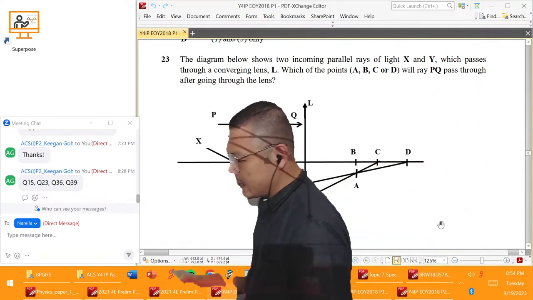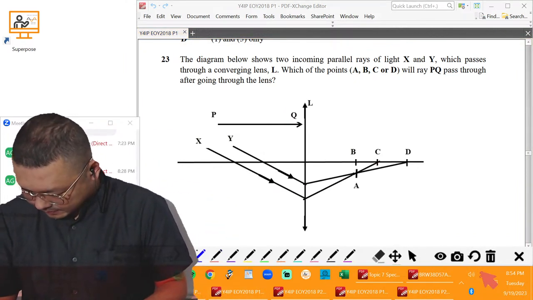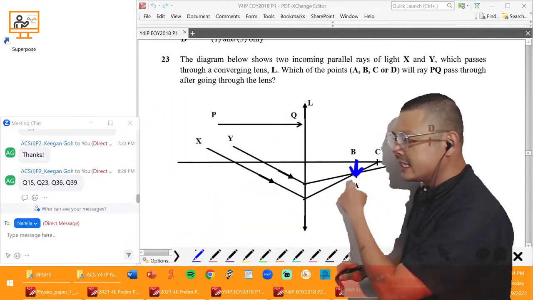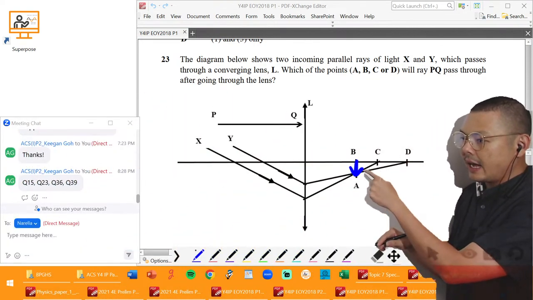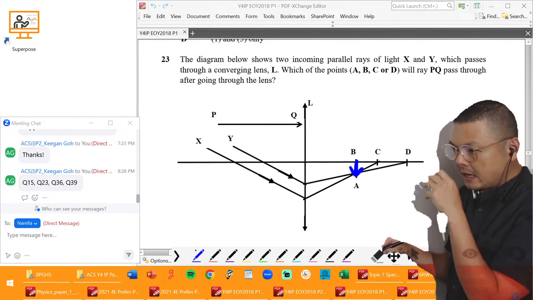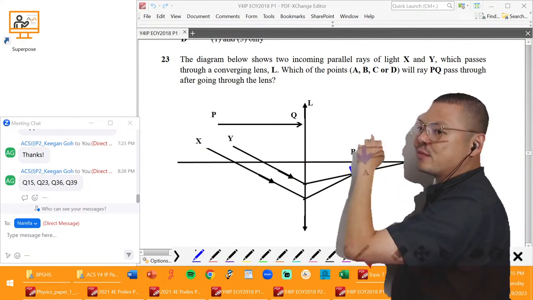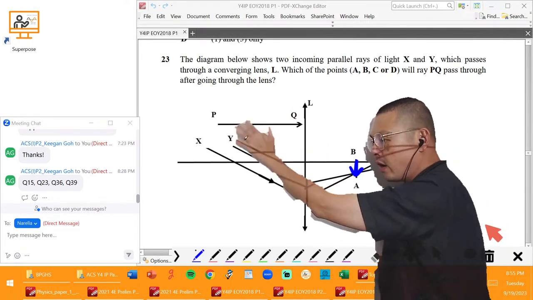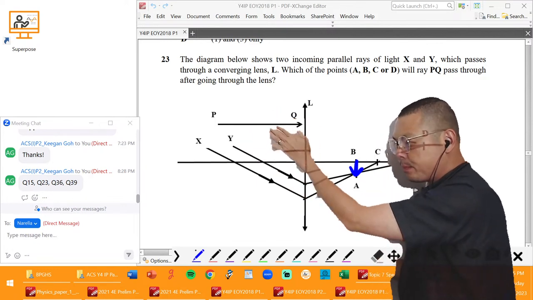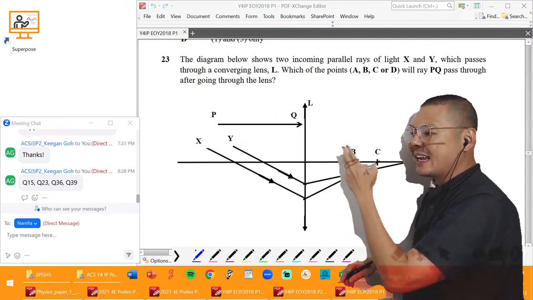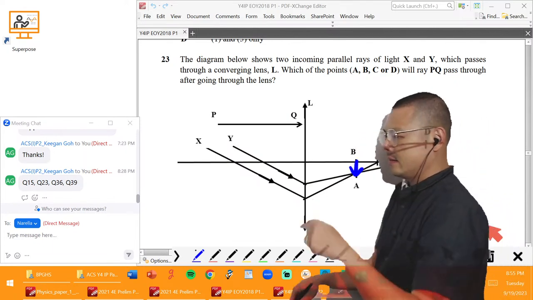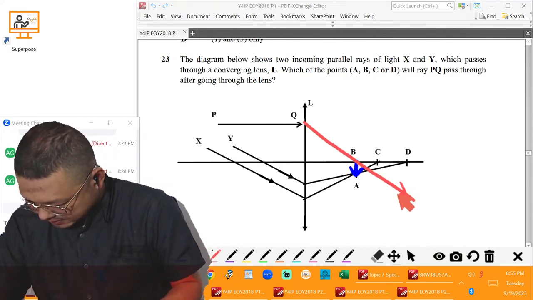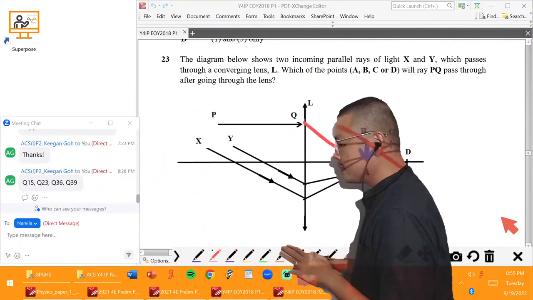Okay, so where's the image? The image is here, like this. It's formed like that. It's a real image, diminished, right? And inverted. But light ray PQ is some random light ray from somewhere else, but it just so happens to be horizontal. So when you have a horizontal light ray approaching the lens, it will cut at F. Where is F? F is B, not A. So B is your answer.